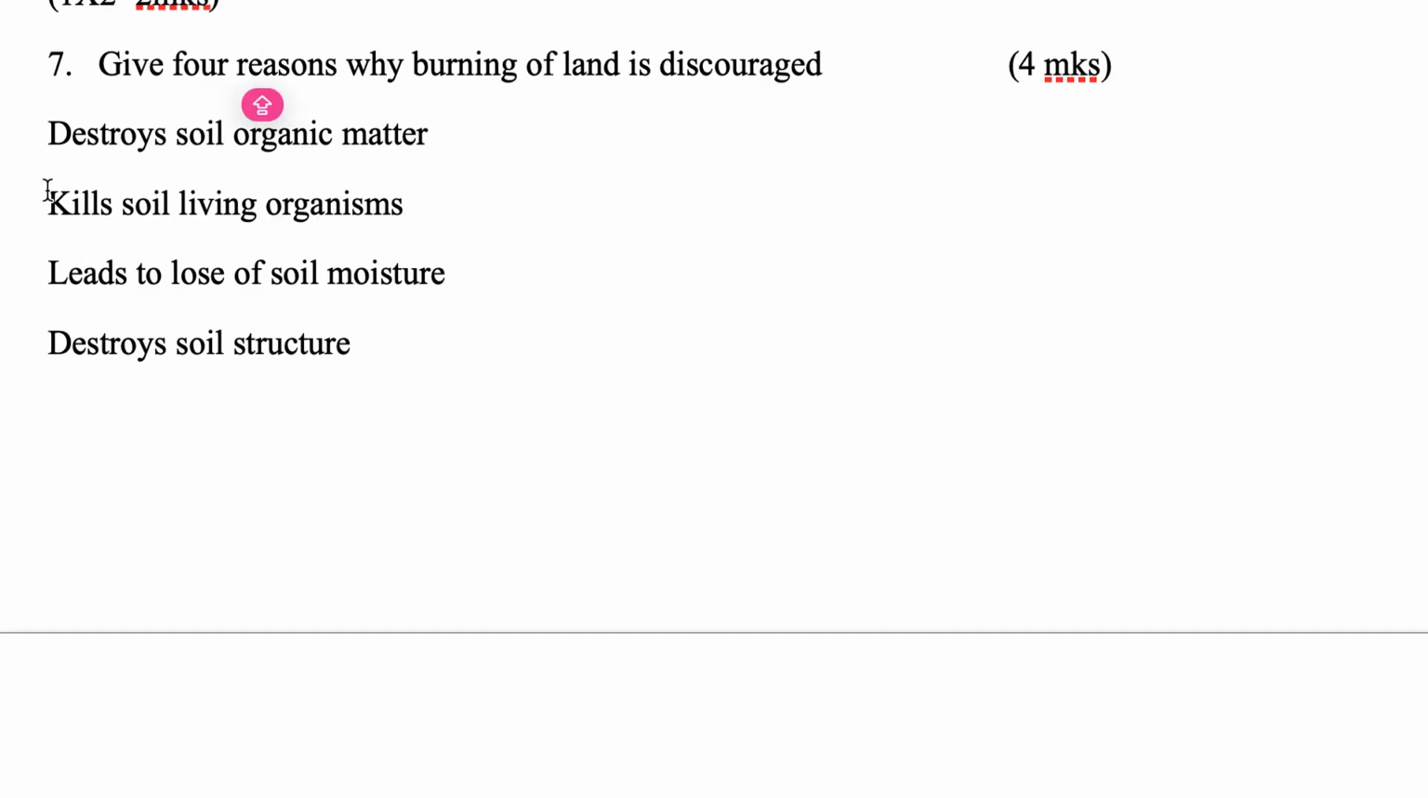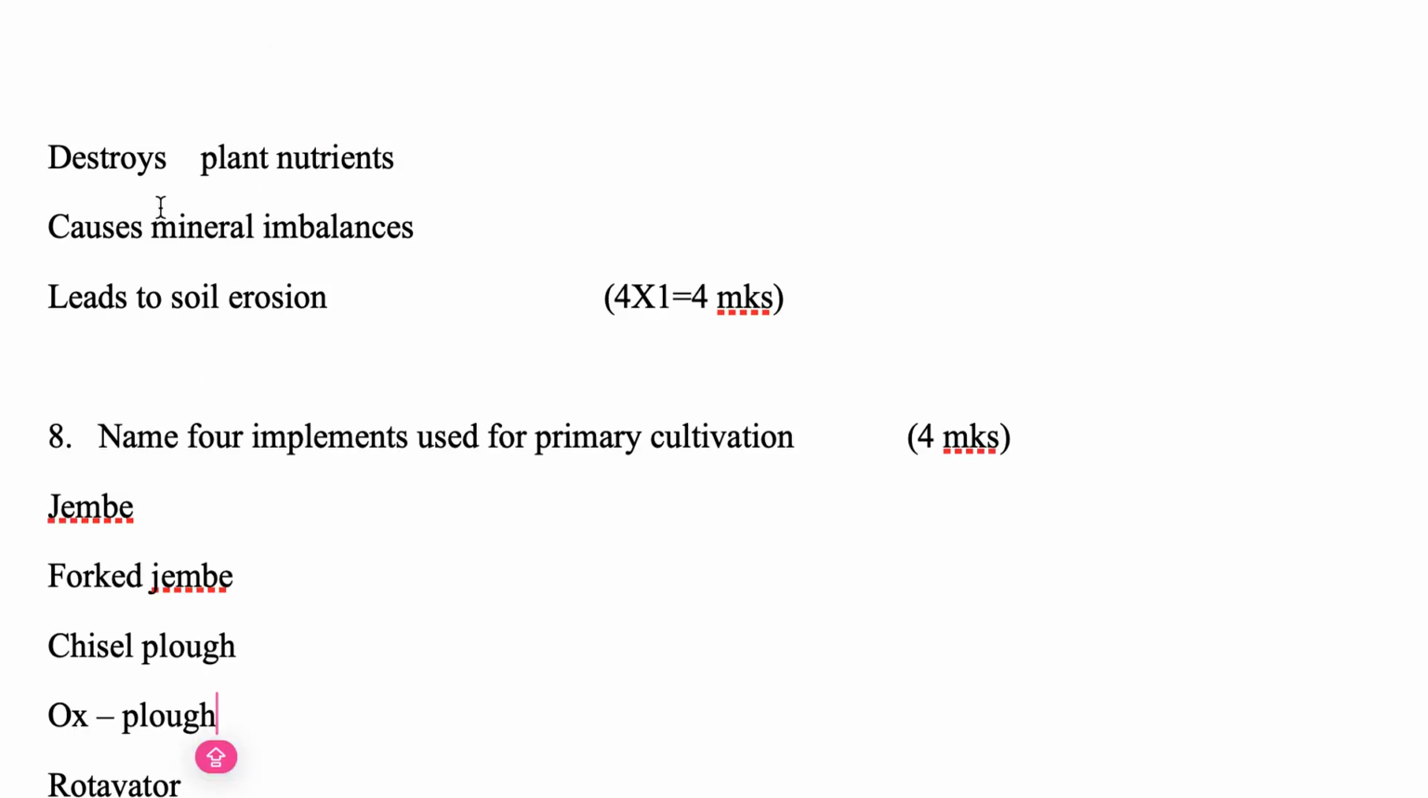Question 7. Give 4 reasons why burning of land is discouraged. Destroys soil organic matter, kills soil living organisms, leads to loss of soil moisture, destroys soil structure, destroys plant nutrients, causes mineral imbalances, leads to soil erosion.